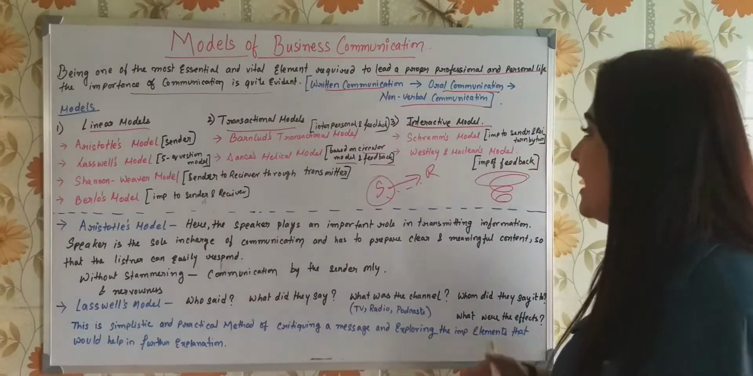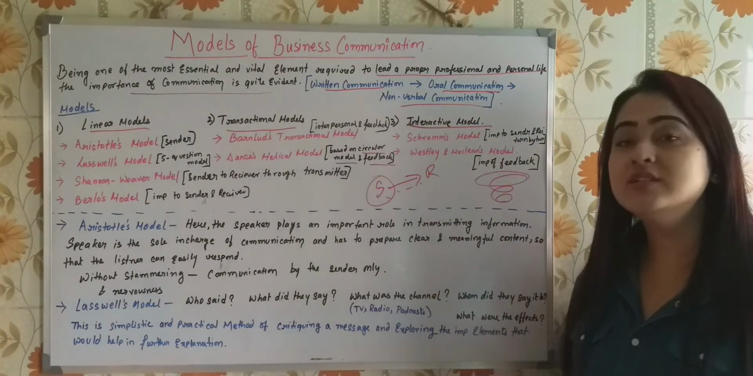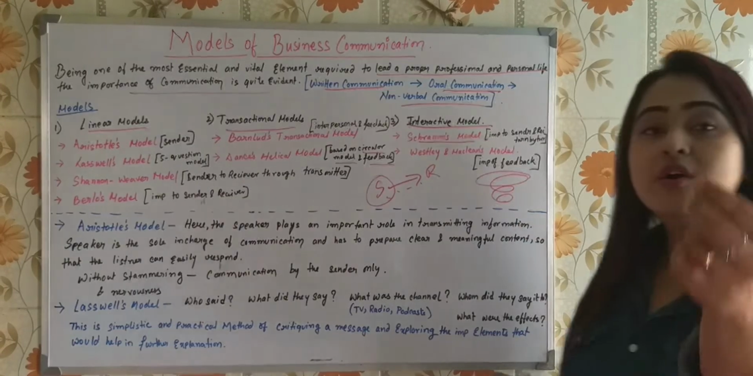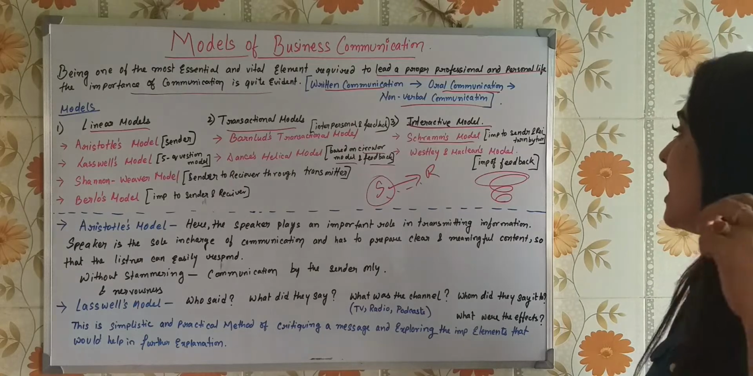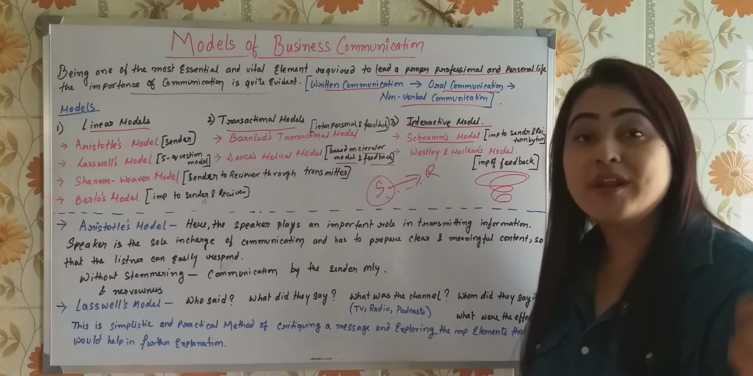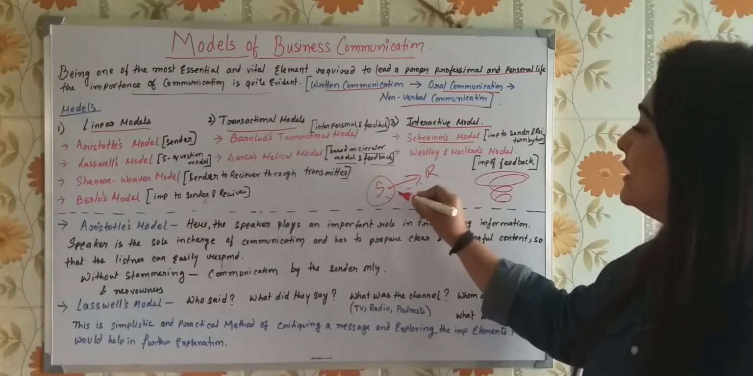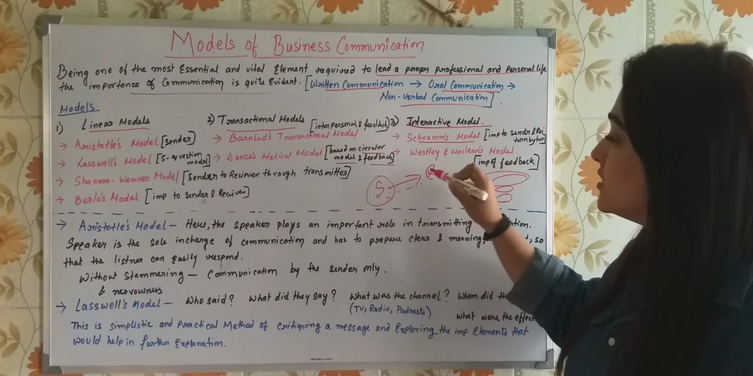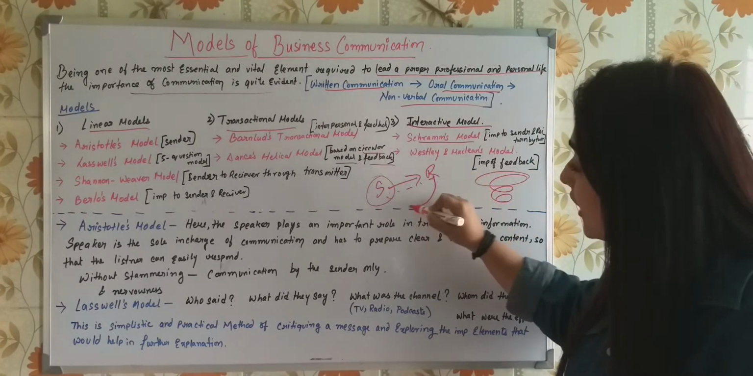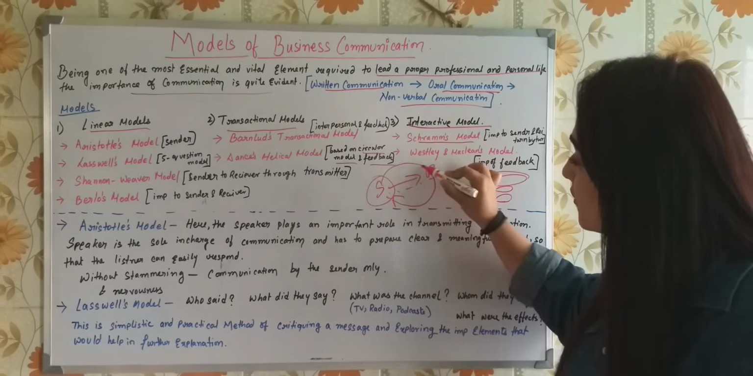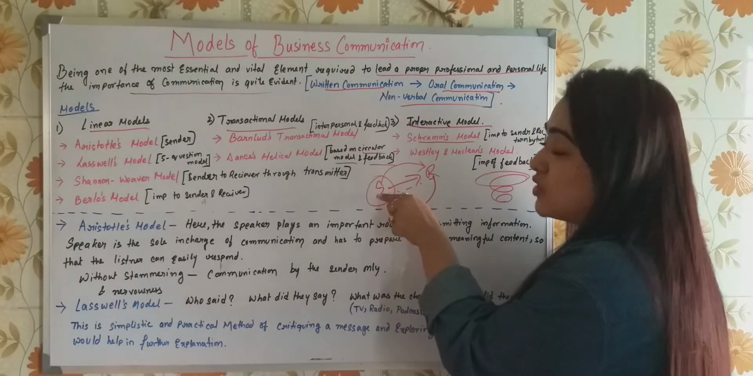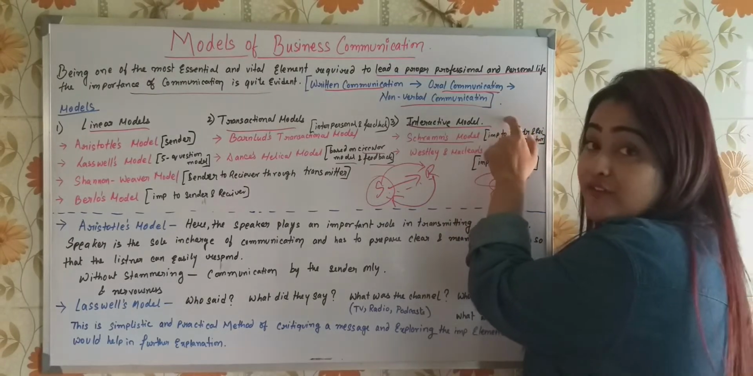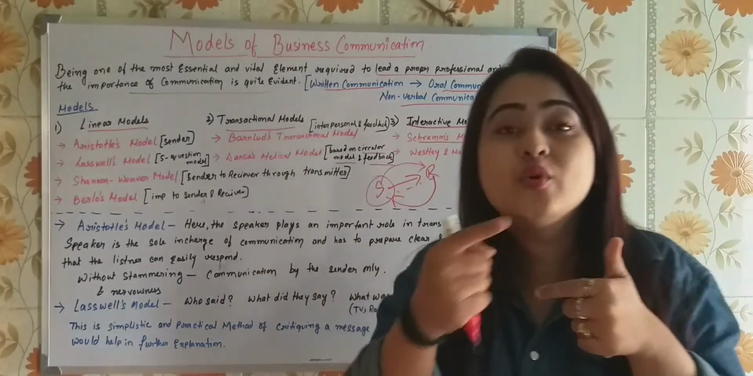Next, interactive model is what? Under the interactive model, we have Kramer's model. Here also, both the sender and the receiver are important, but this one is not linear. This is turn by turn. Information goes from sender to receiver, again from receiver to sender, again from sender to receiver. If it were linear, it would be one way, sender to receiver, but this is an interactive model, meaning there should be interaction.